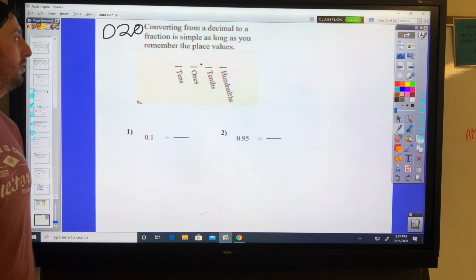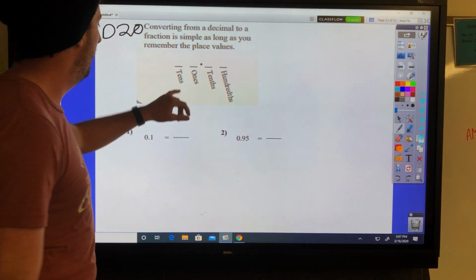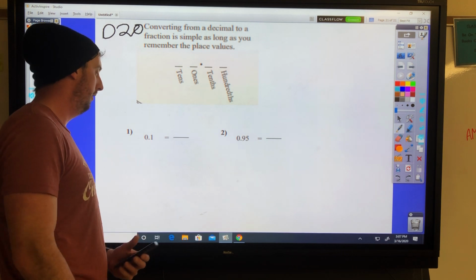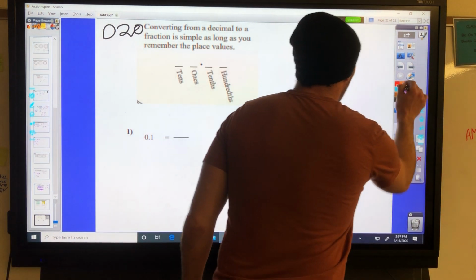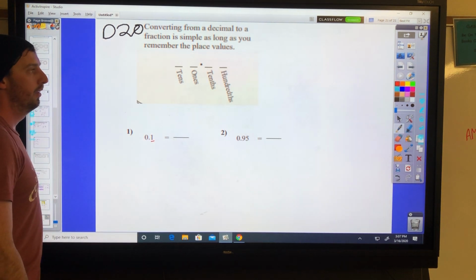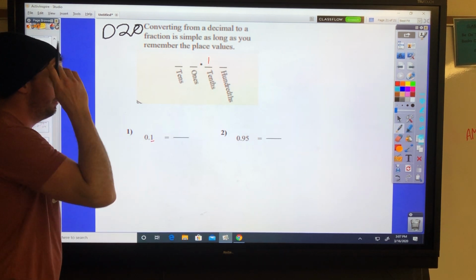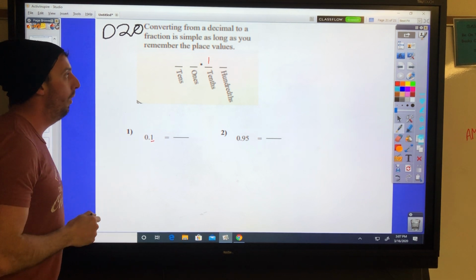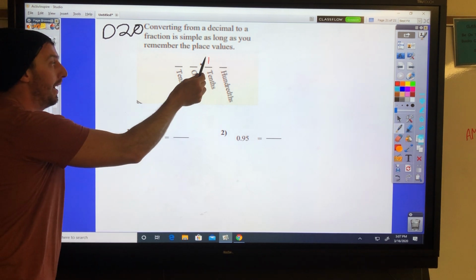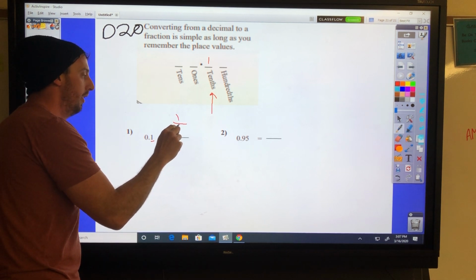Converting from a decimal to a fraction is simple as long as you can remember the place values. So we have our tens, our ones, and our decimal point, and then we get smaller. Tenths, hundredths. So I know my place value for this 0.1 is in the tenths column. So I could just write a 1 right there and figure it out. So 0.1, if I'm converting it from a decimal to a fraction, I have 1, whatever place value it's in, 1 tenth.